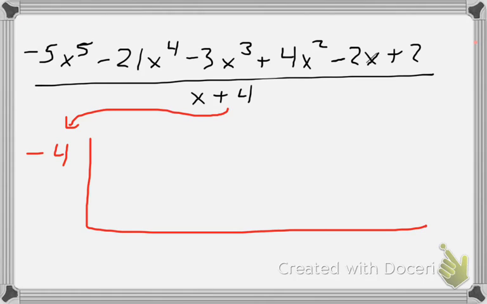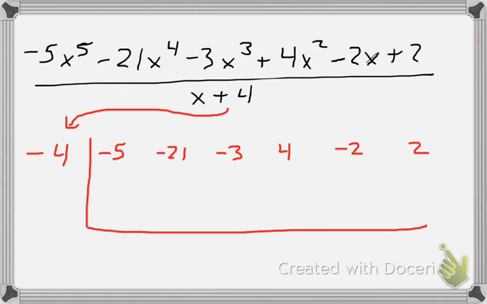On the inside, you're going to write the coefficients of the terms. Make sure they're in descending order. So basically, you're going to write all the numbers you see without the letters. So that's going to be negative 5, negative 21, negative 3, 4, negative 2, 2.